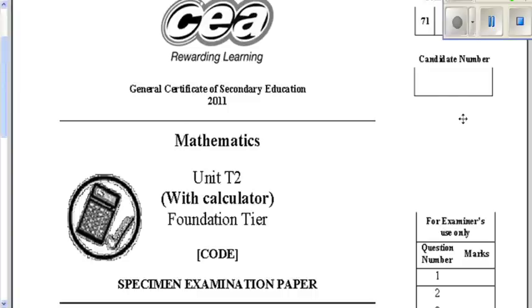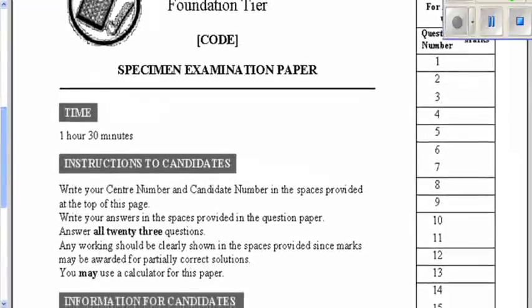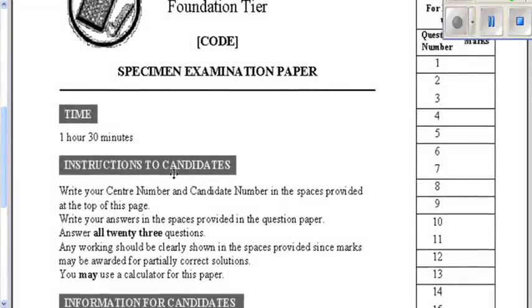Okay, so here's the second T2 module paper. This one is a specimen paper. It's a paper that the exam board have issued to give you an idea of the various types of questions they're going to ask on module T2. It's an hour and 30 minutes and there's 23 questions, so just over 3 minutes a question, or roughly every half an hour, make sure you've done at least 8 questions.